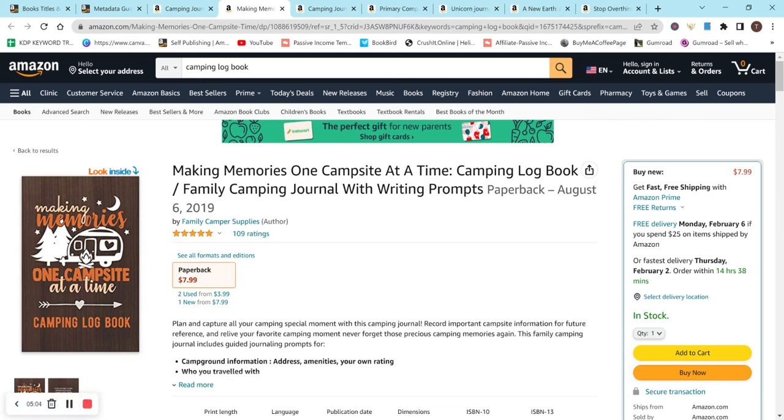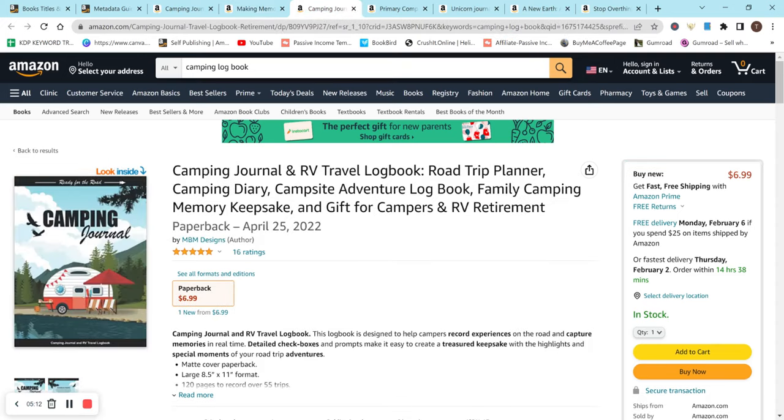They probably could have added a little bit more, but honestly, I think this is fine as well as the first one. It's just a different method of going about it. So moving on to this one: Camping Journal and RV Travel Logbook, Road Trip Planner, Camping Diary, Campsite Adventure Logbook, Family Camping Memory Keepsake, and Gift for Campers and RV Retirement.